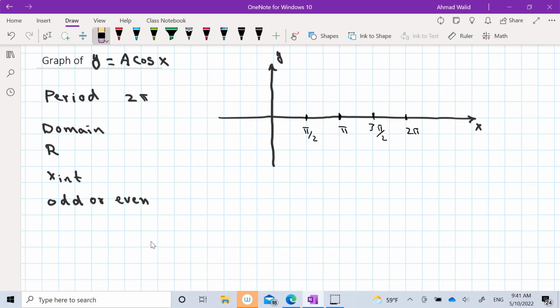Now, a few things. If you see the unit circle, the cosine of 0 is 1, so I mark 1 here. Cosine of pi over 2 is 0. Cosine of pi is negative 1. Cosine of 3 pi over 2 is 0. And cosine of 2 pi is 1. Just look at your unit circle. Connect these points.